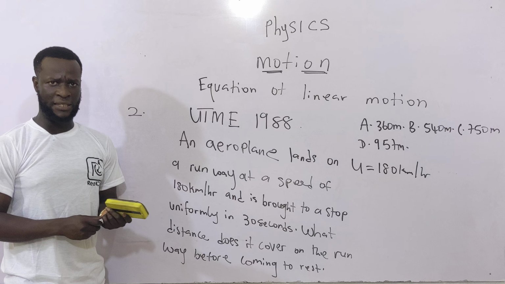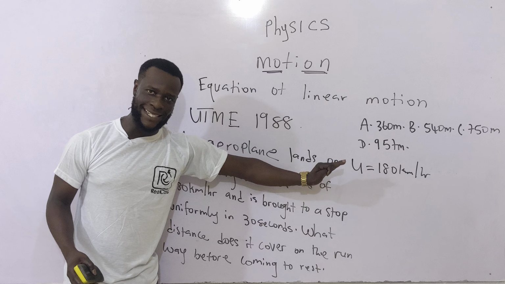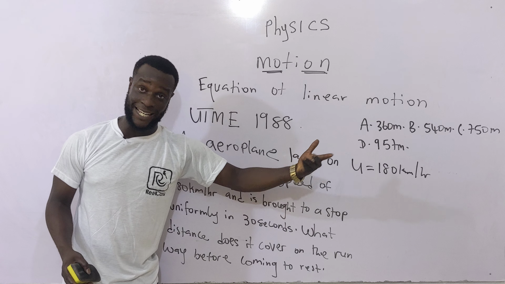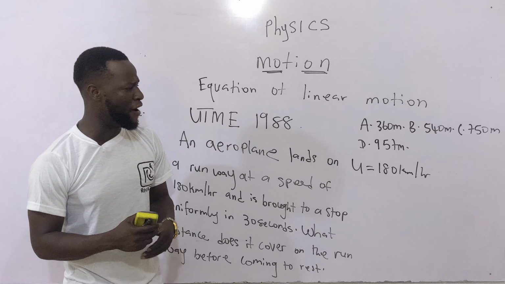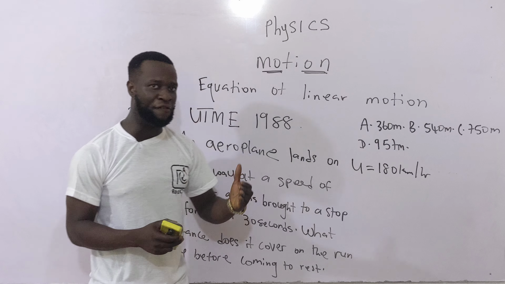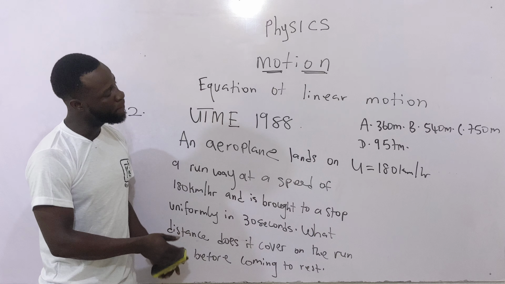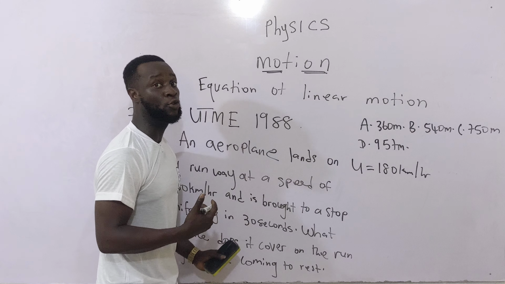If you observe this, there's a problem. Why is there a problem? Because your unit is kilometer per hour. The unit should be in the SI unit, which is meters per second. So you need to convert. An easy way to convert from 180 km per hour to meters per second is to divide by 3.6.